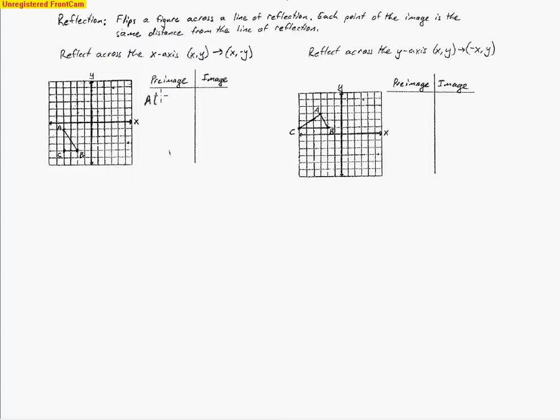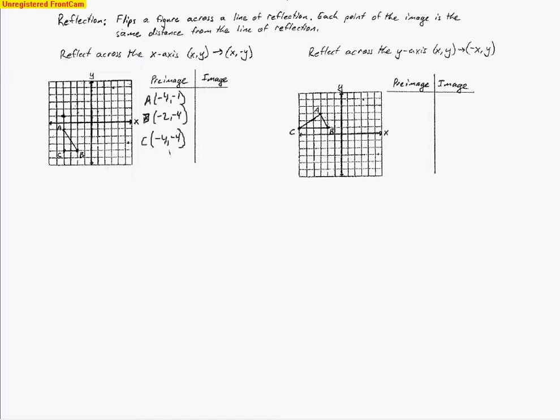And so for our pre-image, we have A at -4, -1. B is going to end up being -2, -4. And then we have C, and C is at -4, -4. And so when we flip something or reflect it, we're going to look across this x-axis. So imagine this being a mirror, and the further you are away from the mirror, the further the object appears from the mirror. And so the closer you are, the closer you are.